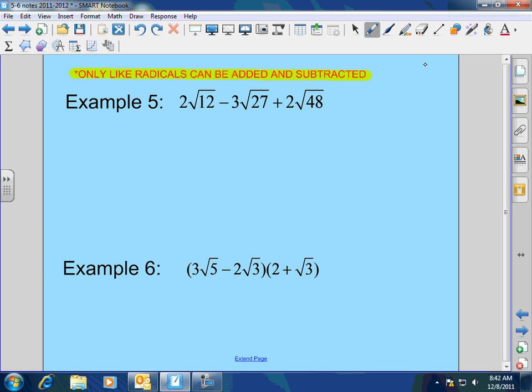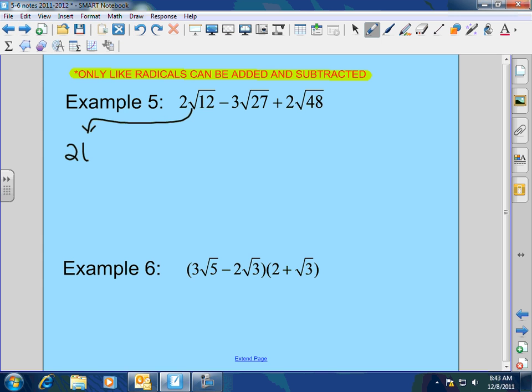So for example, here in 2 times radical 12 minus 3 times the square root of 27 plus 2 times the square root of 48. None of these radicands are equal, but we can break these down so that we can have like radicals, and then we can add them together. So let's go ahead and start with this guy right here.